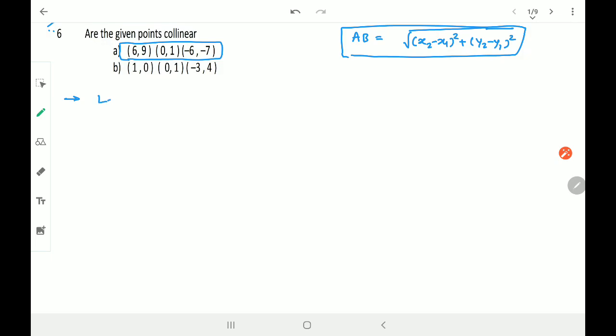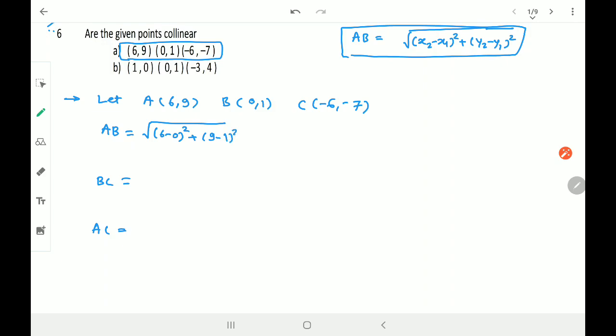First of all, let A be (6, 9), B (0, 1) and C (-6, -7). I will find all the distances AB, BC and AC. What is AB here? Under root (x2 minus x1) the whole square, you know that now. (6 minus 0), order is not going to matter here, plus (9 minus 1) the whole square. Now I am going to write everything directly. 6 square is 36, 9 minus 1 is 8, square 64. So 36 plus 64 is 100, that is root of 100 which is 10. So here we have 10.